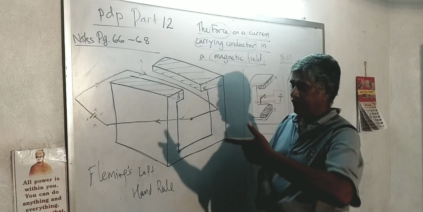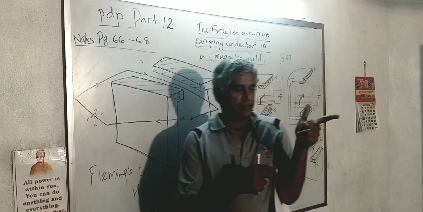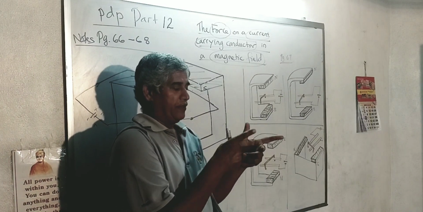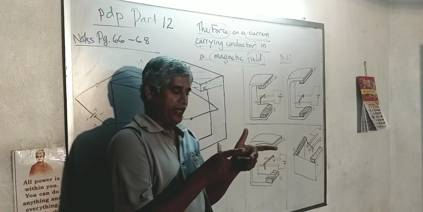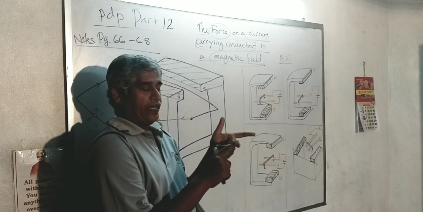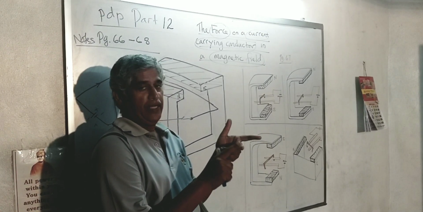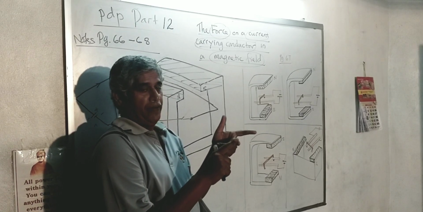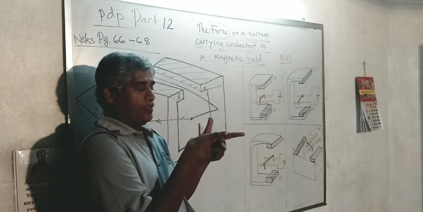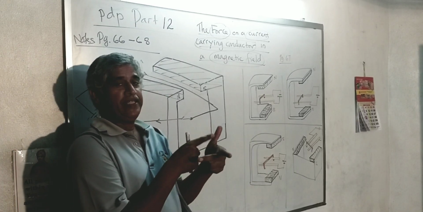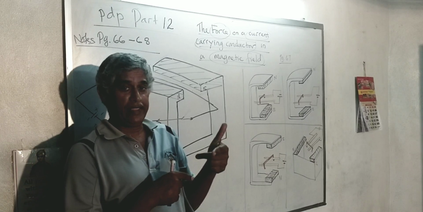Okay, very simple. Here you have your left hand. This is your thumb, the first finger, your second finger. The second finger, the middle finger, shows the direction of current. The first finger indicates the direction of the magnetic field. And the thumb indicates the direction of the force.